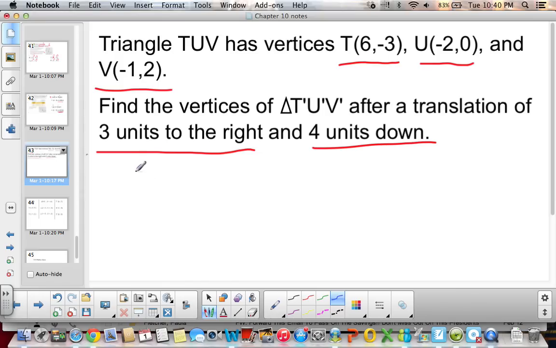So automatically this tells me that I'm adding 3 to the x values, because right goes with x. And then 4 units down tells me down is negative, so -4, so adding -4 or subtracting 4 to all of the y values. So if you were stumped at first and didn't know what to do, but now that helps, you can pause me now and try to finish.